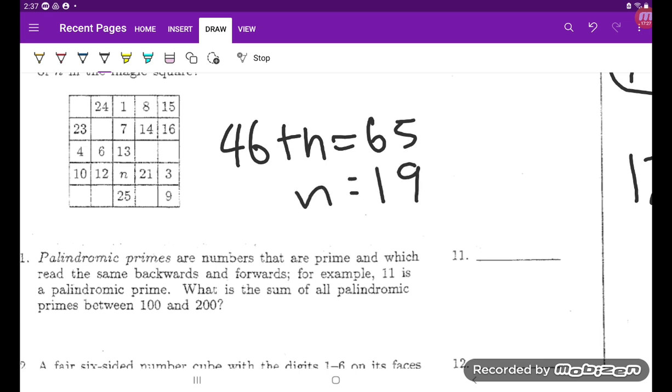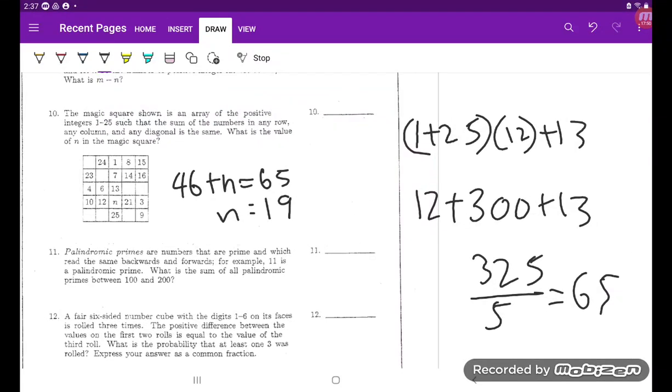And then same for the column, let's double check. So 7 plus 13 is 20, 20 plus 25 is 45, 46, same thing. We get the same equation from the column. So from both we can see that n is 19. And to triple check, are there any 19s in here? There aren't. So we're pretty confident to say that n should be equal to 19.